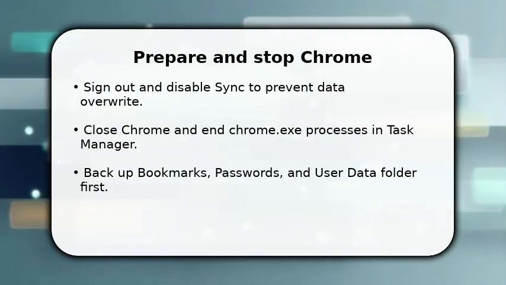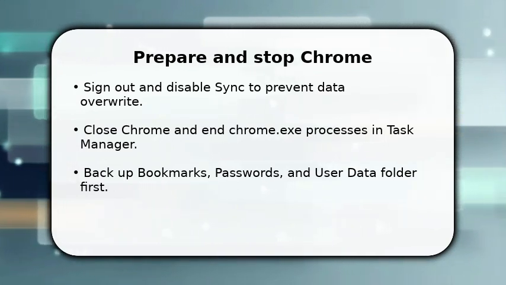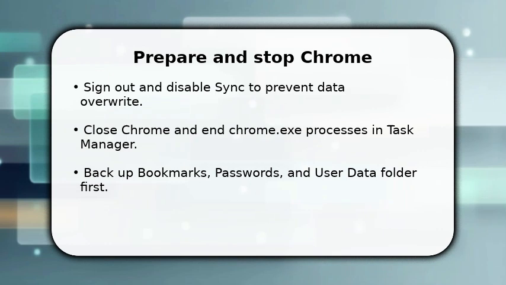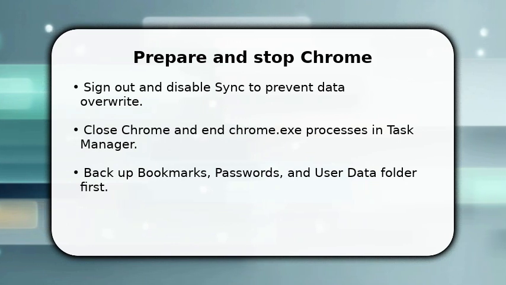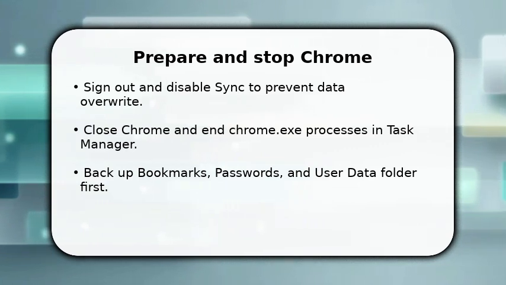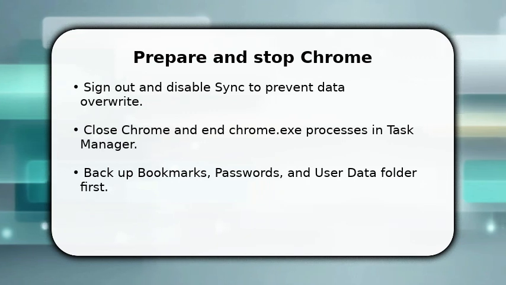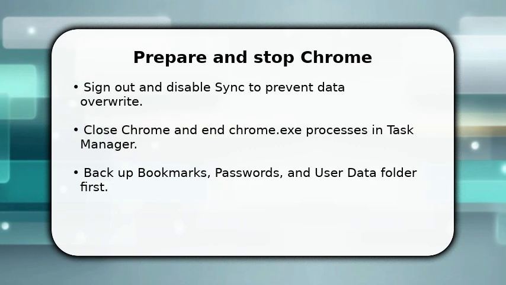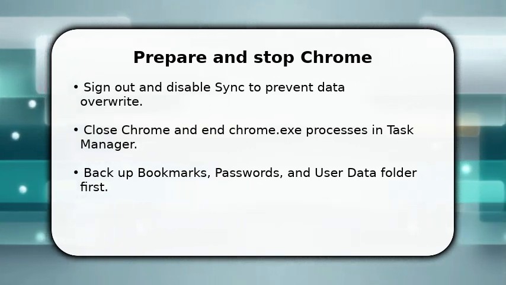You start by preventing any automatic sync or writes. Sign out of your Google account and disable sync so settings won't repopulate. Then close Chrome and use Task Manager to end all chrome.exe processes, this frees files that are locked. Once done, make a quick backup of your bookmarks file and the entire user data profile folder to a safe location. Doing these steps first avoids data loss and ensures the lock files can be removed without Chrome immediately recreating them.